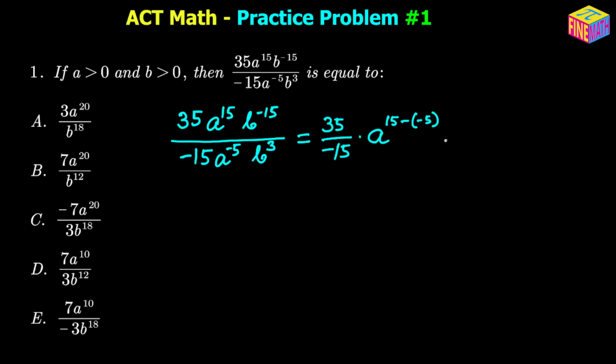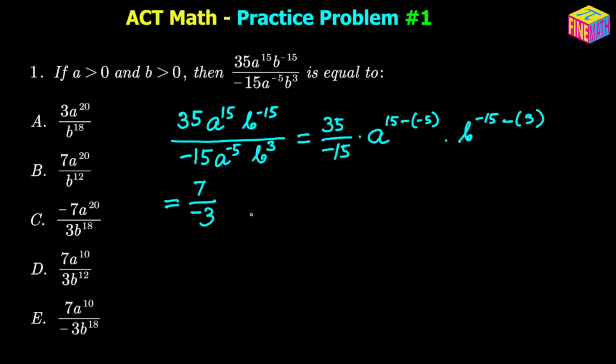And then how about b? Well, for b, we already have a negative 15 power here, so I'm keeping that as is. In the denominator we have a positive 3, so again we have to subtract that positive 3. Now let's simplify the numeric coefficient. There is a common factor 5 in the numerator as well as the denominator. If we divide both by 5, we get 7 in the numerator and negative 3 in the denominator.